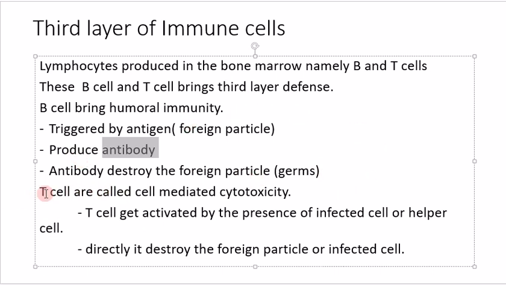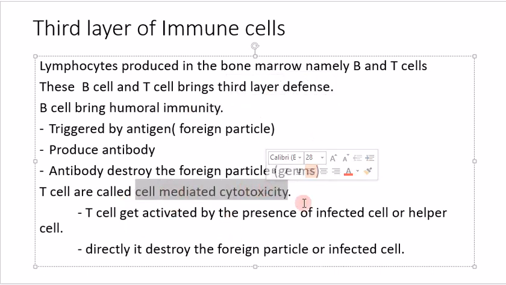Now T cells. T cells are also called cell mediated cytotoxic. The other one, B cell, is humoral. Humoral means it produces chemicals. Okay, and T cells are cell mediated cytotoxicity, meaning these T cells are directly involved in destruction. It will try to destroy.